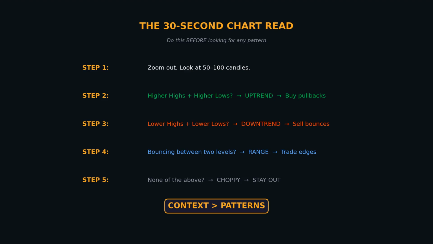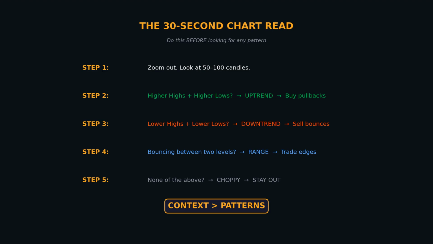So here's your 30-second chart reading process. This is what I do every single time I open a chart, and it takes me about 30 seconds before I even think about looking for a pattern. Step 1. Zoom out. Look at the last 50 to 100 candles. Don't zoom into the last 5 candles. You need the big picture first.